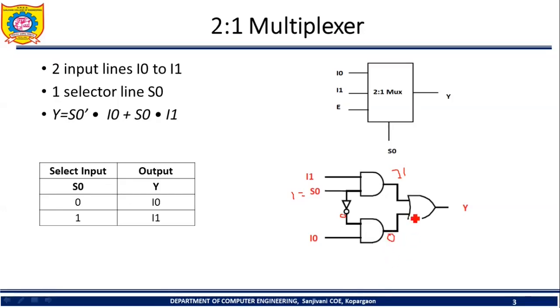It will be 0. Okay, and then this I1 will be directed to output Y, meaning I1 will become output Y. So when S0 is 1, we want that I1 should be the output. So the same thing is happening here. So this is the working of the 2:1 mux.